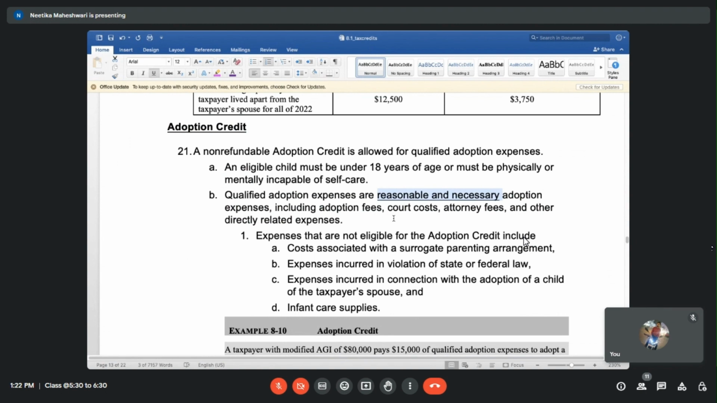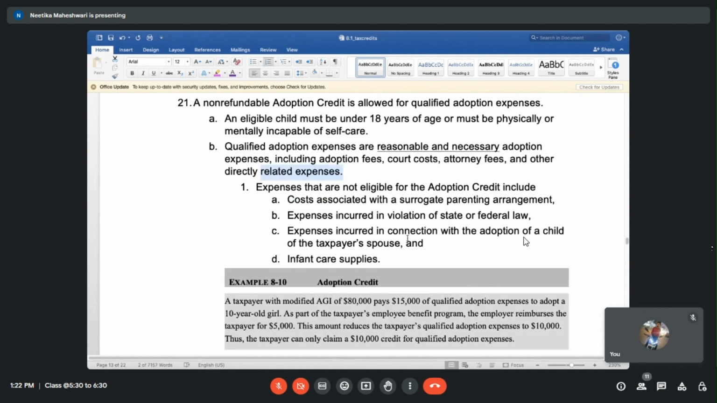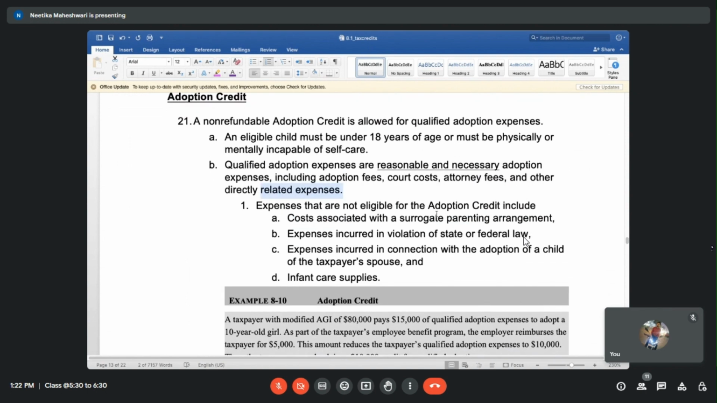Okay, and which will include fees, court costs, attorney fees, and all. I mean, whatever is reasonable in that category. Again, attorney fees is not something where we can say only this much can be taken as a deduction, but given the data in that particular geographical location, whatever is a reasonable amount. And any other directly related expenses. Any other expenses, we cannot take them for adoption credit. We have seen this chapter earlier also, adoption expenses and all.